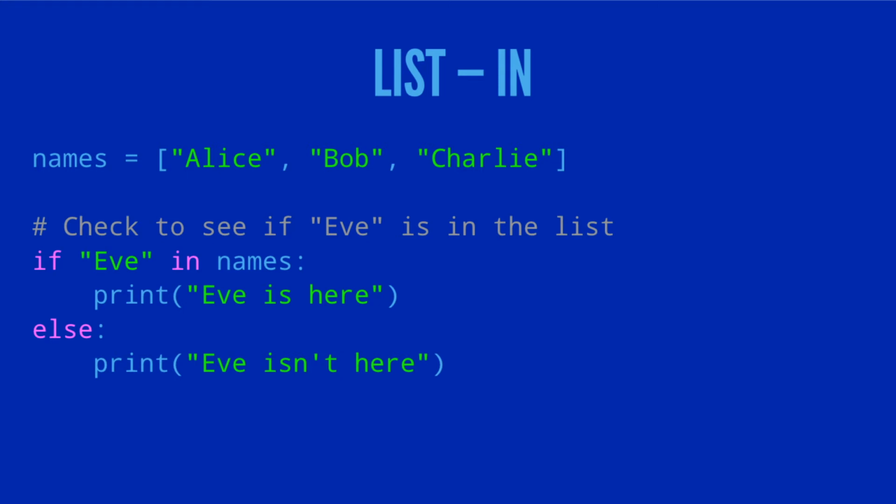Correct. Because Eve isn't here, she's not in the list, it wouldn't be printed. That was correct. That would be printed that she isn't here.